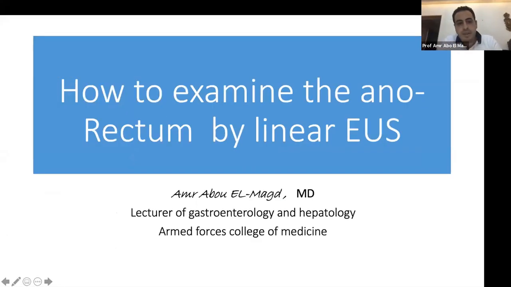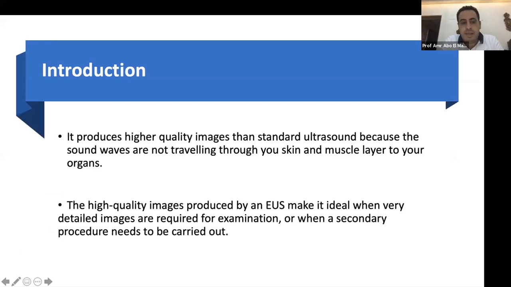My topic is how to examine the rectum by EUS. Rectal EUS produces high quality images because the waves are not passing through skin or muscle layer as in traditional sonar. This high quality image produced by an EUS makes it ideal when very detailed images are required for examination or when a secondary procedure needs to be carried out.